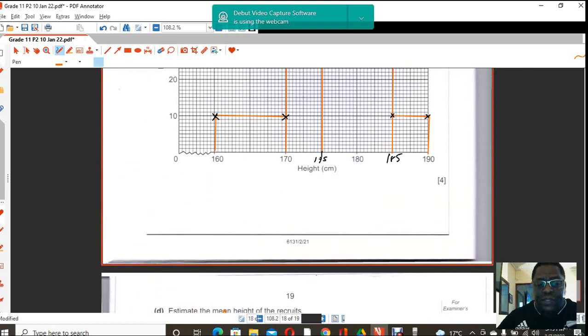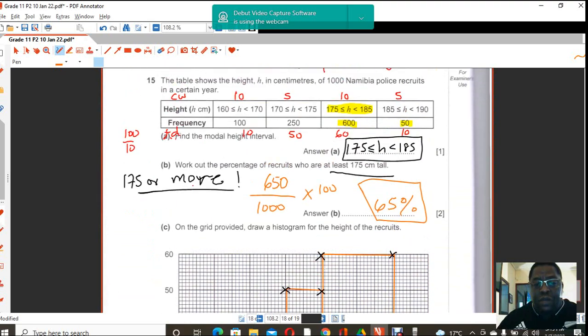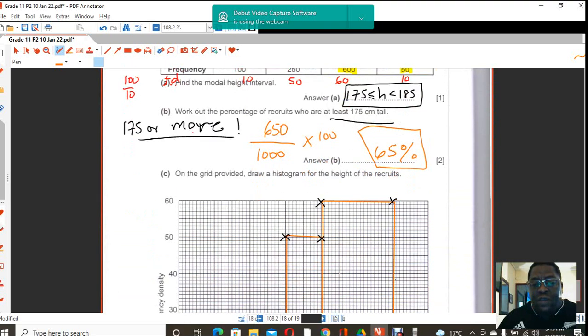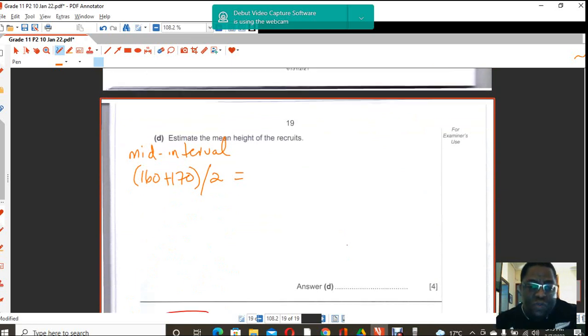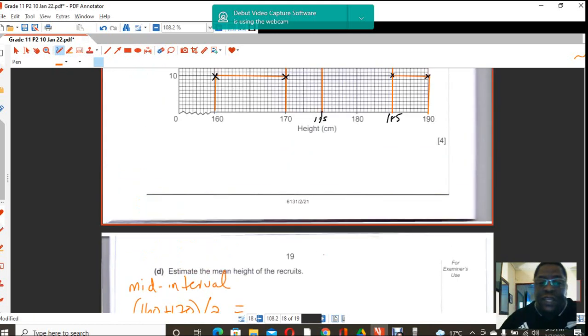And I'm also going to do the next one, which is between 170 and 175. So the mid interval value there is 170 plus 175. We are also going to divide that by 2, so we can find on average what the height of people in that class interval is.